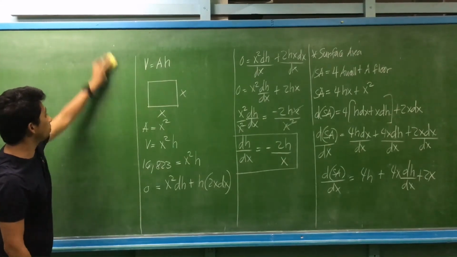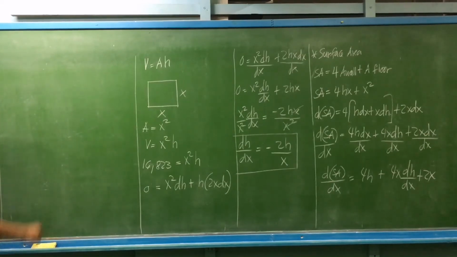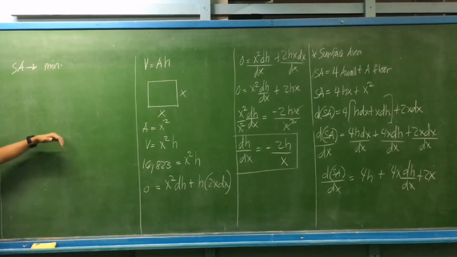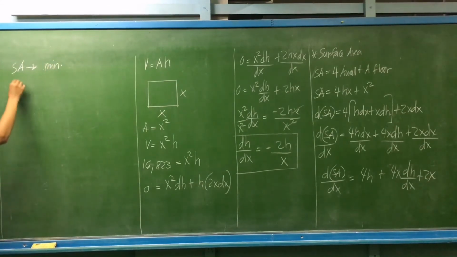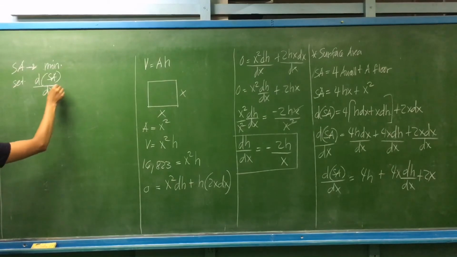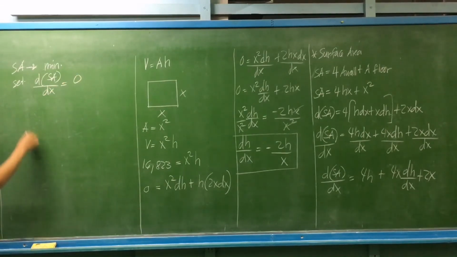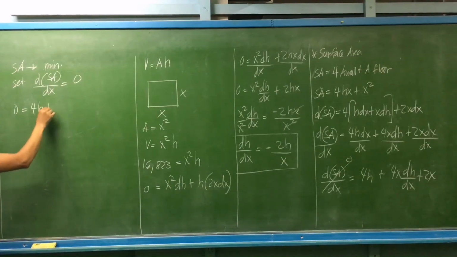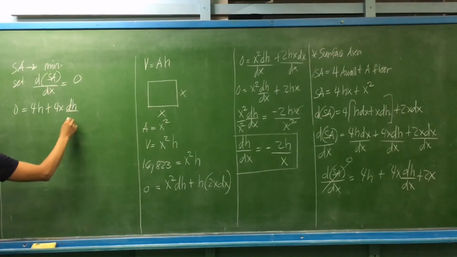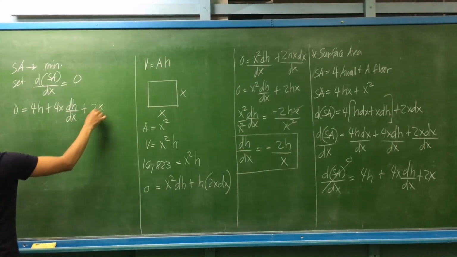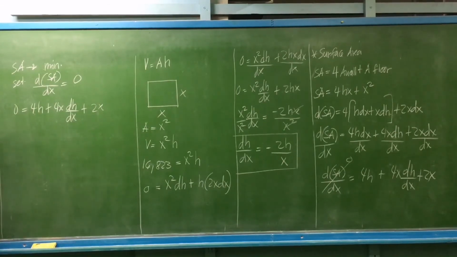Okay, after the differentiation, we proceed to the last part, that is substitution. So again, the surface area needs to be minimum. So it is either maximum or minimum. What do we do with these values? We set the differential surface area with respect to dx to be 0. So from that equation, we have 0 equal to 4h plus 4x dh over dx plus 2x. Then, okay, last part, substitution.